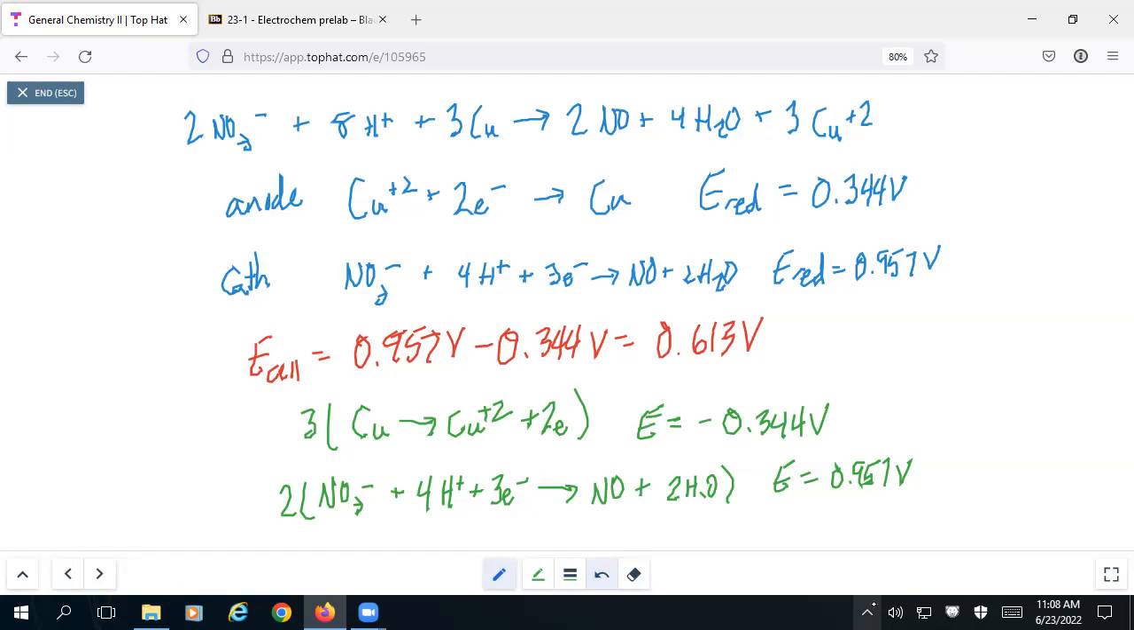You can do the coefficient part. You can get yourself to the top equation that we're interested in, but you can't touch those E cell values other than to flip the first one from positive to negative when you add them together. The end result, you still get 0.613 volts.